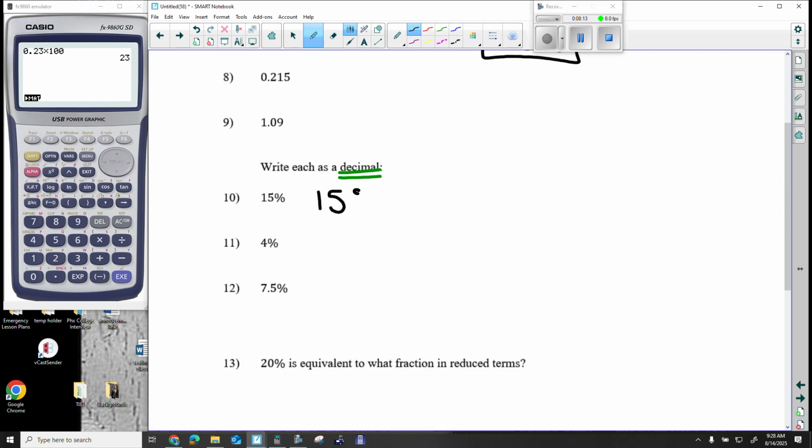So here we have 15%. I divide by 100. And that turns into 0.15. That's 2 decimals. That's exactly what I'm looking for.